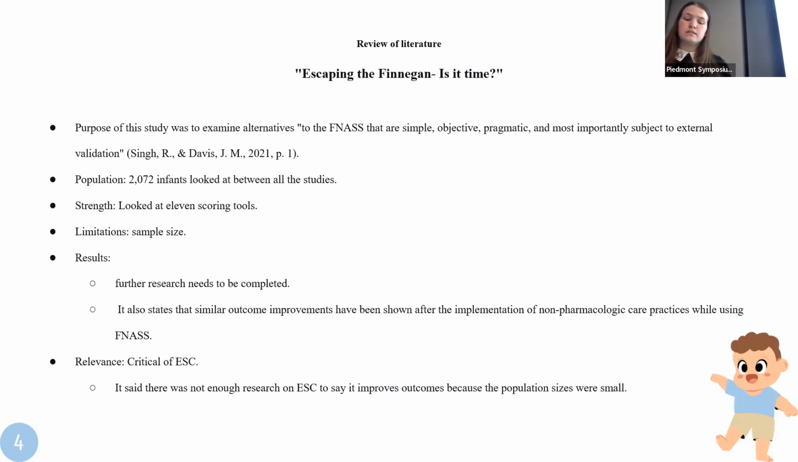My last article is Escaping the Finnegan, Is It Time? The purpose of this study was to examine alternatives to the FNOS that are simple, objective, pragmatic, and most importantly, subject to external validation. The population size was 2,072 infants that were looked at between 11 different studies.